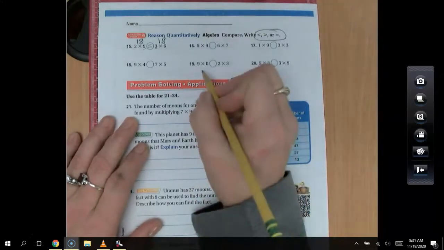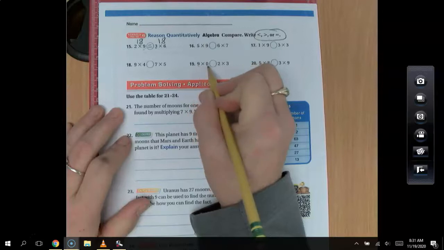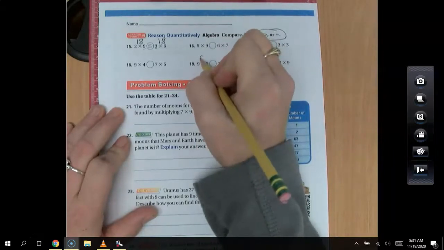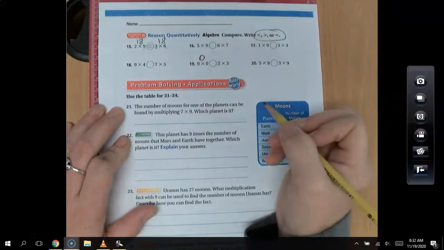Let's look at number 19. Number 19, we have 9 times 0. Boys and girls, what is 9 times 0? If you said 0, you're correct. Remember, 0 always wins. Any number times 0 is always 0.